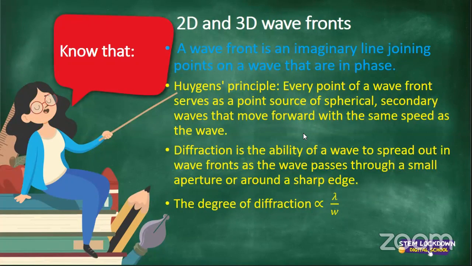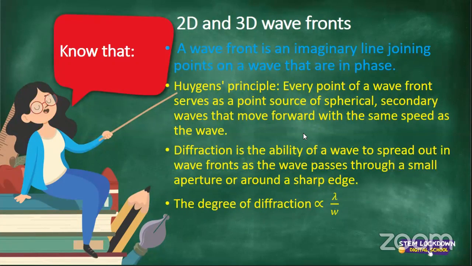So if we are having a wave, it will be an imaginary line that joins the points that are in phase, and points that are out of phase, in grade 10. Now, Huygens principle says every point on the wave front will be serving as a point source of spherical secondary waves that move forward with the same speed as the wave.